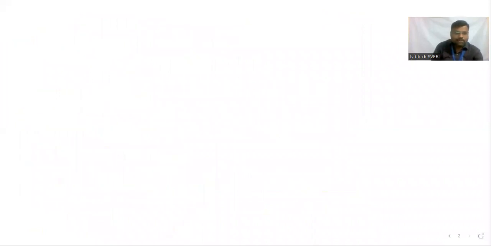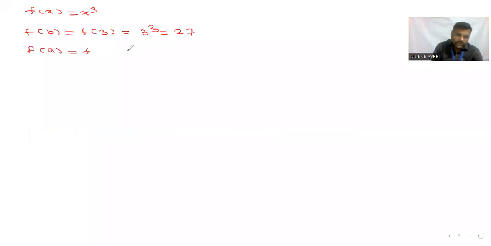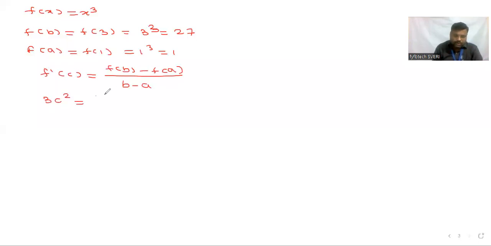Now what do we need to find here? F of b. F of x is our x cube. From that we calculate f of b, which is f of 3. What is f of 3? 3 cube, is 27. Then f of a. What is f of a? F of 1, 1 cube, that is 1. Now just we put each and every value: f dash of c is equal to f of b minus f of a divided by b minus a. So f dash of c is 3c square. F of b is 27. F of a?